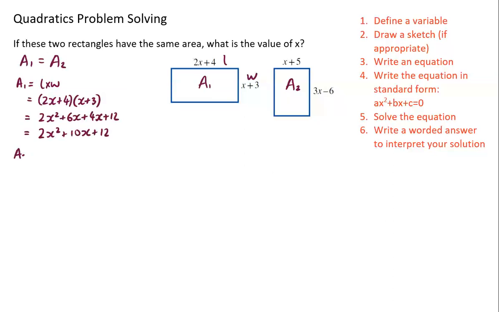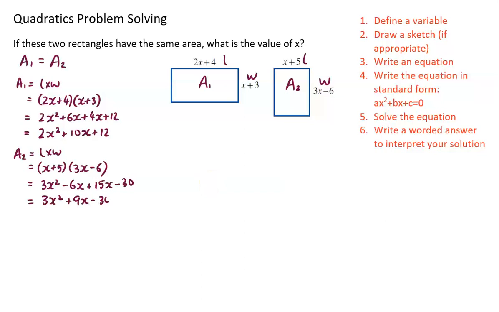Let's do the same for rectangle number 2. Area 2 is length times width. The length of our rectangle is x plus 5 and the width is 3x take 6. So we have x plus 5 multiplied by 3x minus 6. And we can once again expand that out. We get 3x squared minus 6x plus 15x minus 30, which gives me 3x squared plus 9x minus 30.